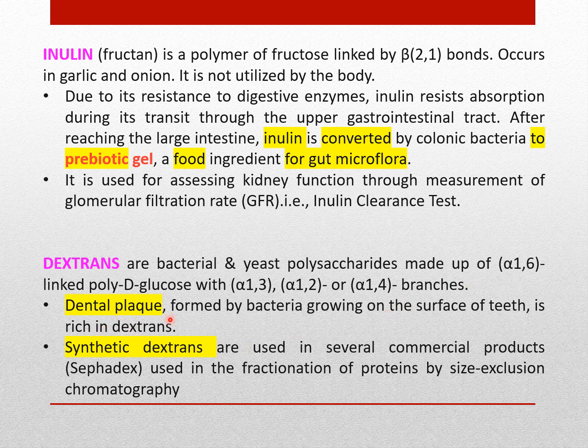Dental plaque is formed on your teeth, which is rich in dextran, by bacteria growing there. So that's not good. What is good about dextran is that it is also synthetically formed, and this synthetic dextran is known as Sephadex and useful in chromatography methods to separate protein based on size and charges.